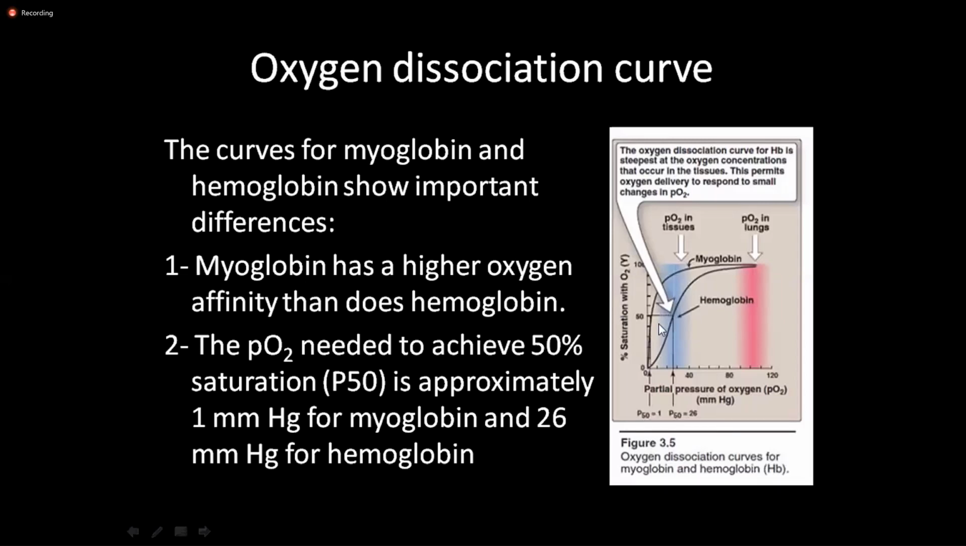You see, this is the partial pressure of oxygen in the tissue, at which myoglobin can still bind oxygen, whereas this is the partial pressure for hemoglobin, which needs higher oxygen for saturation at the lungs. So this is the oxygen dissociation curve. The oxygen dissociation curve of hemoglobin dips at the oxygen concentration that occurs in the tissues. This permits oxygen delivery to respond to small changes in the partial pressure of oxygen.